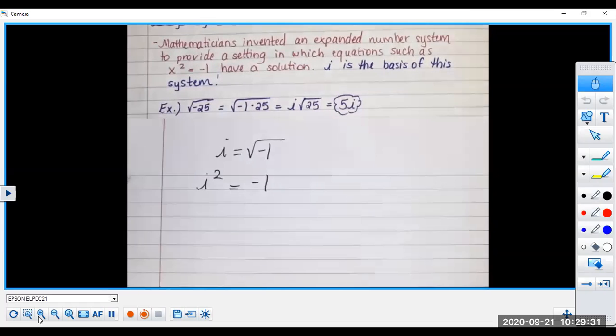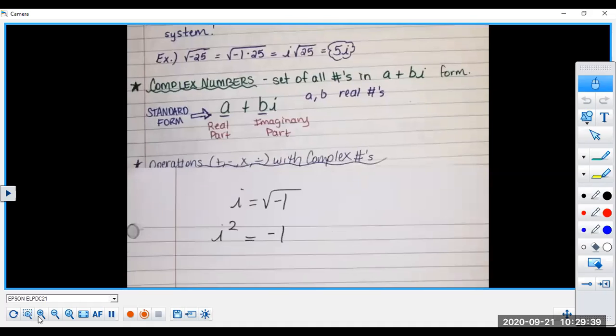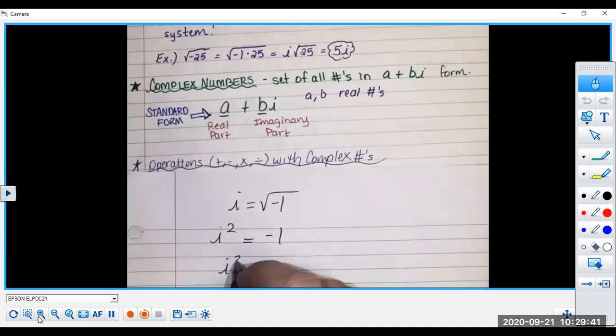What would i to the third power be? I to the third power would be negative i. Does everybody understand where that comes from? Every year when we start going through powers of i, I always have some that are rock and rolling with it, and then some that are like, I don't know where you're getting that.